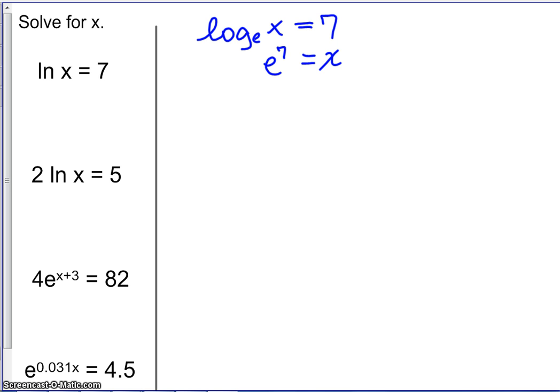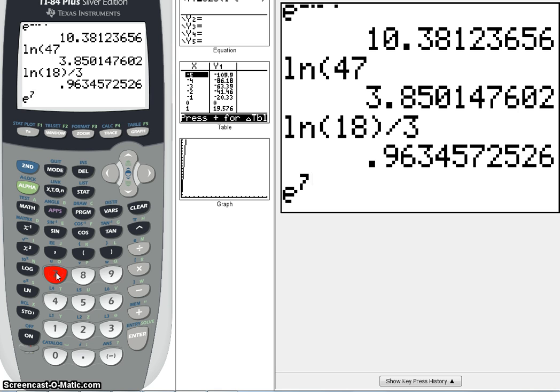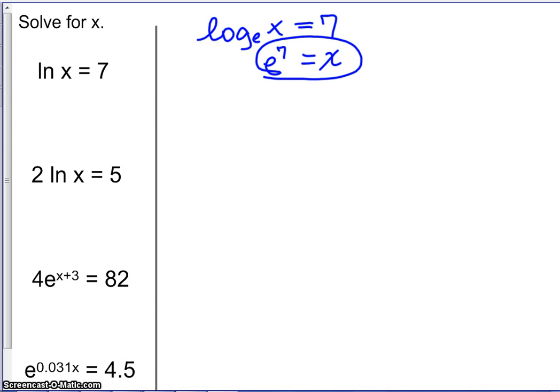You can first of all leave it like this and say, okay, I'm done, because that's an exact answer. Or you can get your calculator out and figure out an estimate for e to the 7th. I just go natural log, take it to the 7th power, and my answer is 1096.633. Both of them are equally good answers. Both of them I would accept. Again, this was exact. This is our estimated answer, our rounded answer.